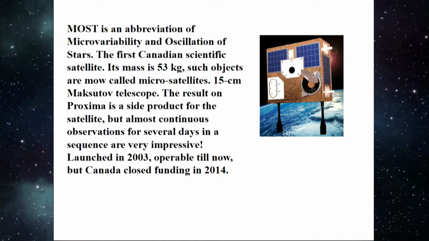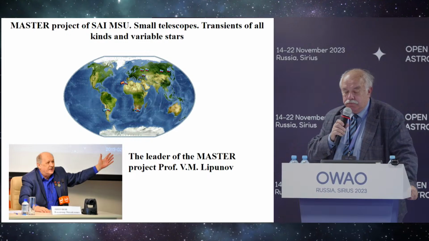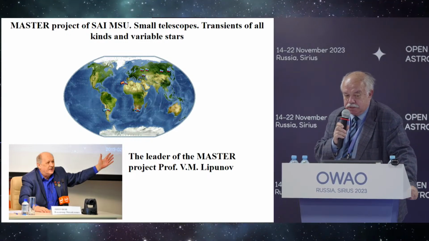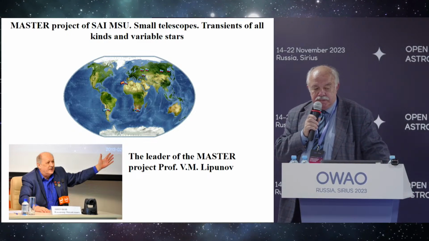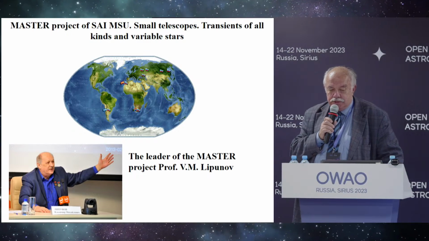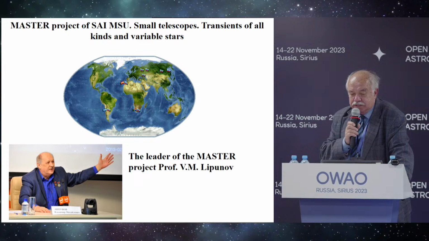Well, satellites are good, but we can still do a lot from the Earth. For instance, at Sternberg Institute, there is an international MASTER project with small telescopes that study transients of all kinds and variable stars.